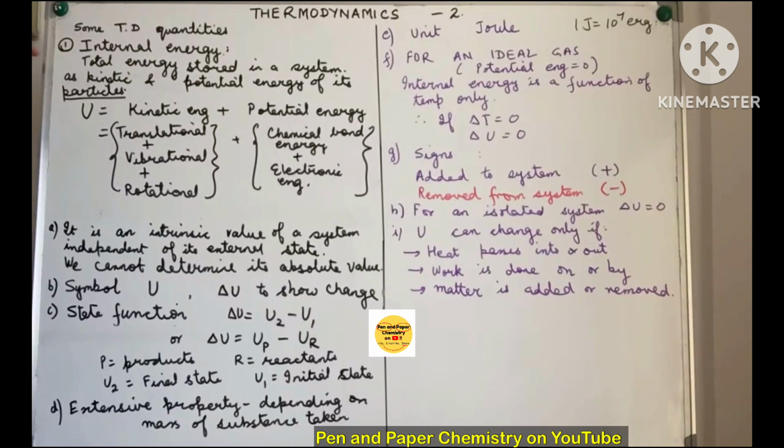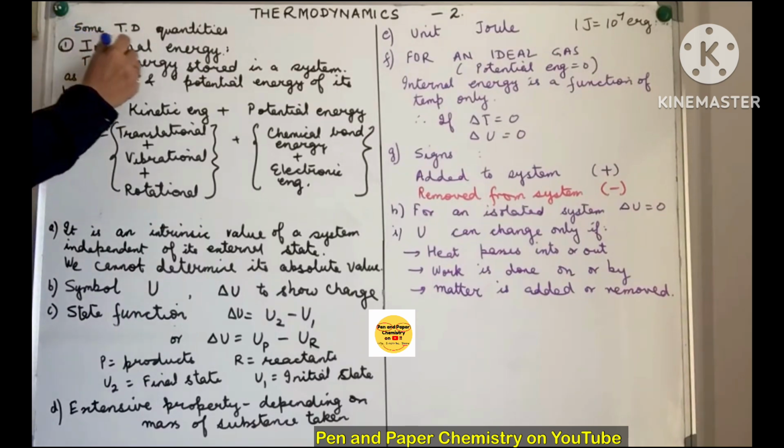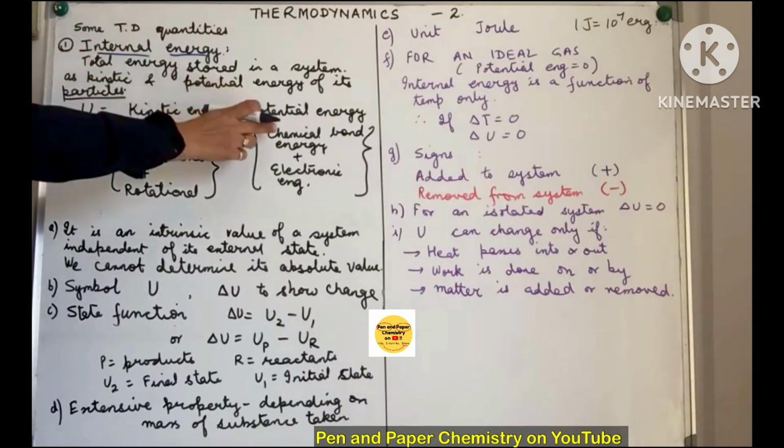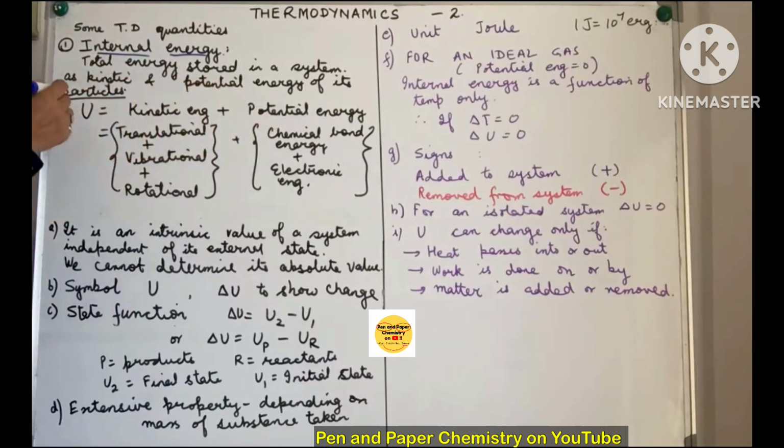The thermodynamic quantity we are introducing now is internal energy. First of all, you need to understand here that this internal energy we are talking about, it's an intrinsic property. It's a property related to a system. What is it dependent on? It is dependent on the kinetic and potential energy of the particles of a system.